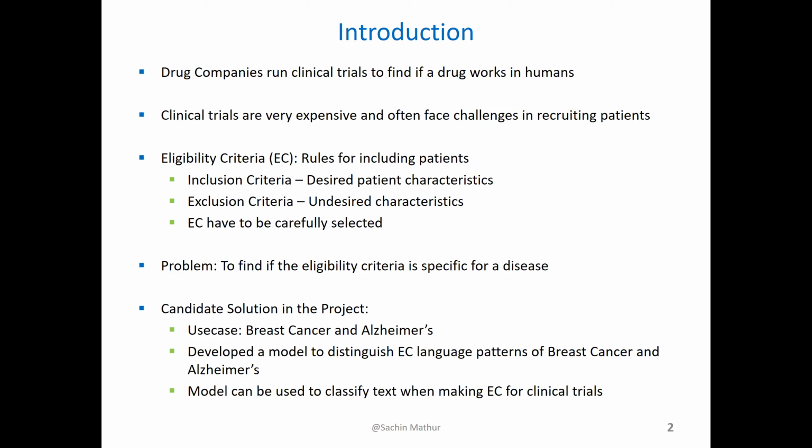So the use case I've chosen here is for breast cancer and Alzheimer's. Suppose a clinical trial is being designed for breast cancer and eligibility criteria have been written. The model can be used to find out if the eligibility criteria is specific to breast cancer in comparison with Alzheimer's.